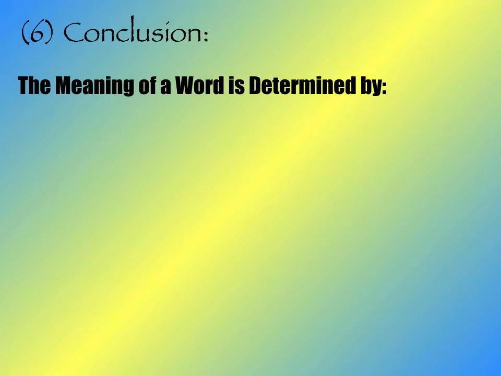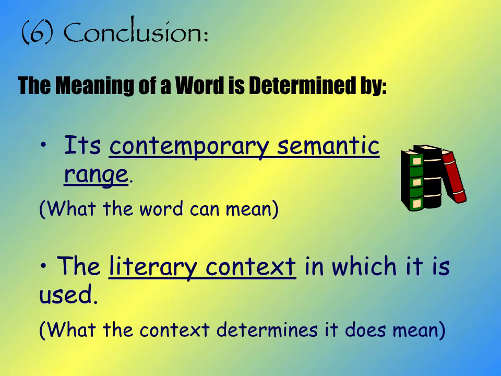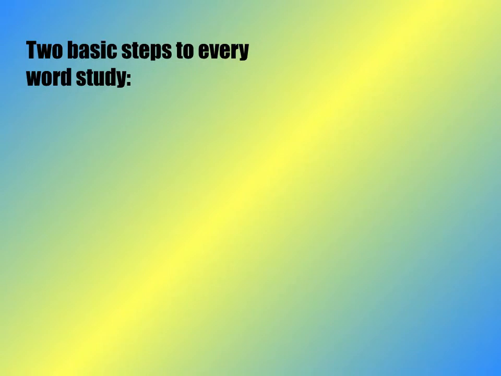The meaning of a word is determined by its semantic range, that is the various possible meanings a word can have, and then the context in which it is used. Semantic range you would determine by looking it up in a dictionary. How is the word used? What are its various possible meanings? And then determine from the context what the word means.